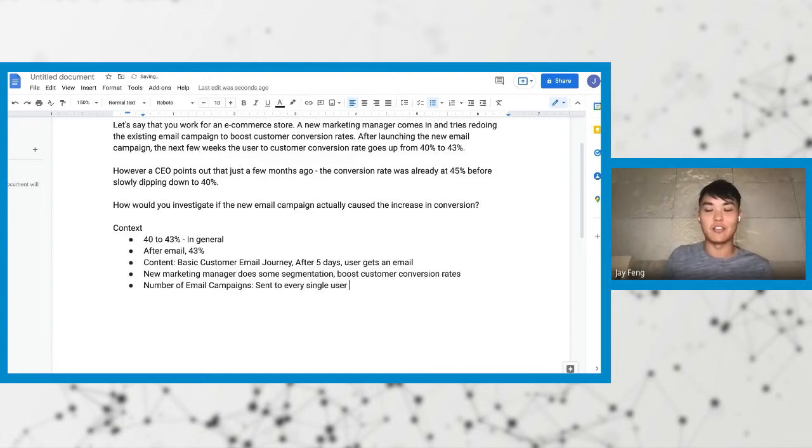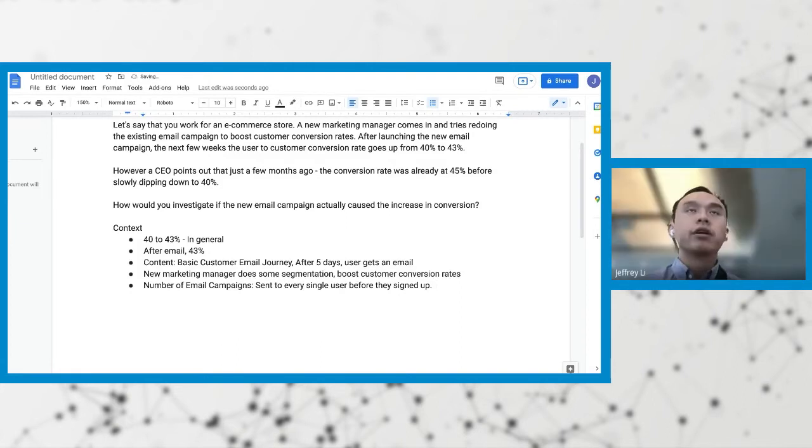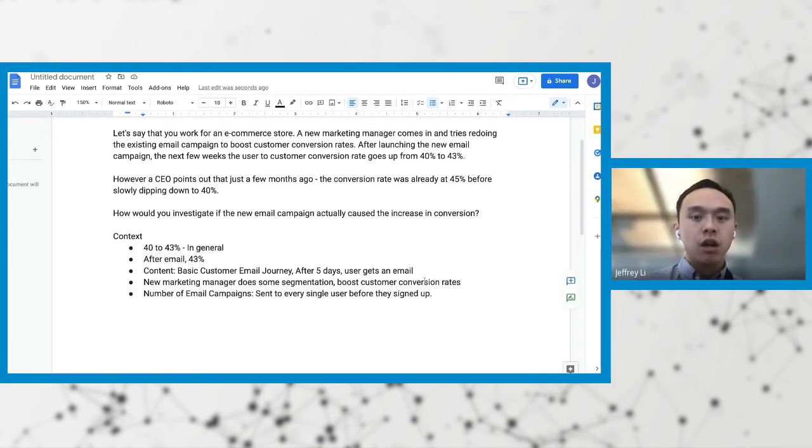So basically every single user will get this email journey, but then the marketing manager changes it so that they would all get this new segmented email journey, but every single user would still get one. Every new user that signs up would also be getting one. Okay. Cool. Actually, I have a lot of questions here.